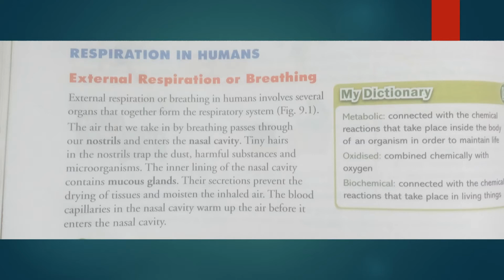The air that we take in by breathing passes through our nostrils and enters the nasal cavity. Tiny hairs in the nostrils trap dust, harmful substances, and microorganisms. The inner lining of the nasal cavity contains mucus glands. They secrete mucus, which prevents the drying of tissue and moistens the inhaled air. The blood capillaries in the nasal cavity warm up the air before it enters the body.